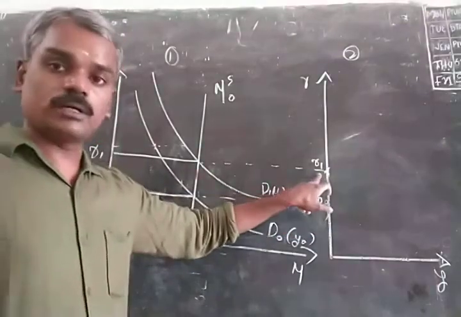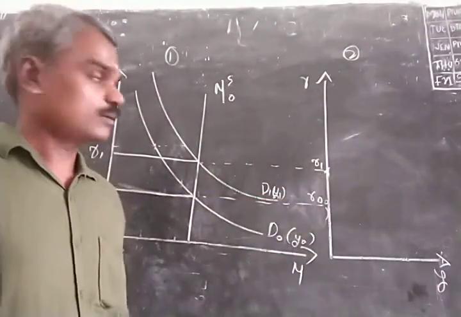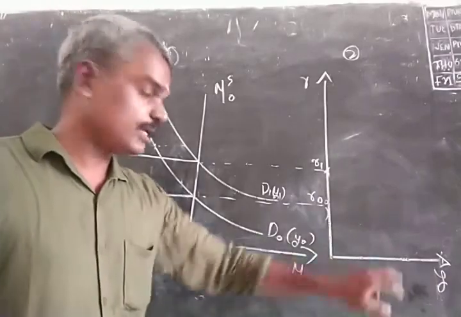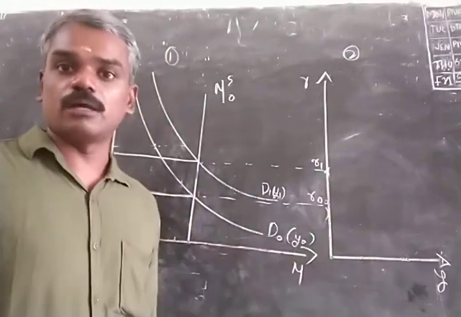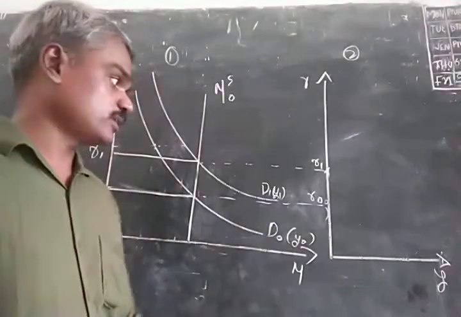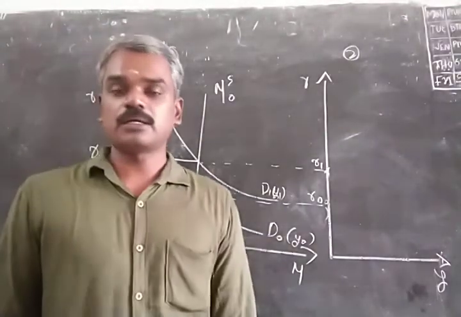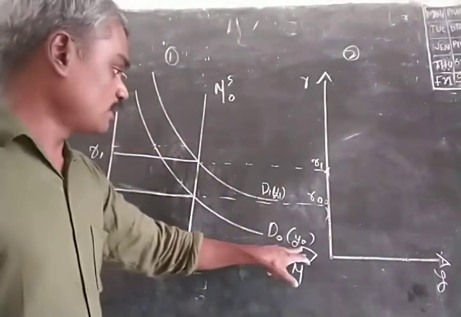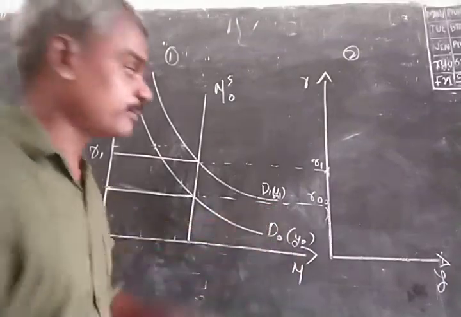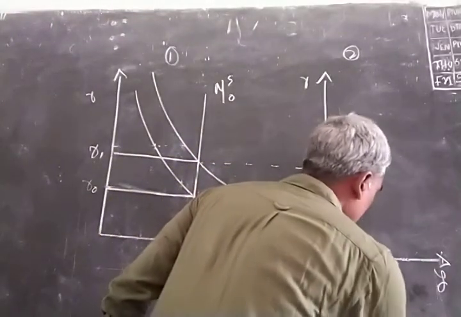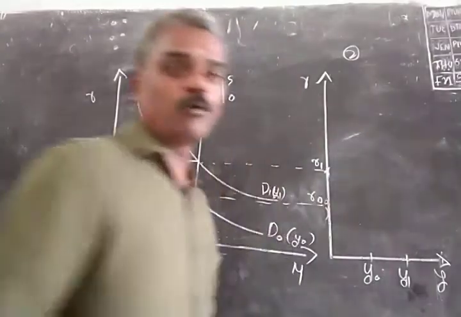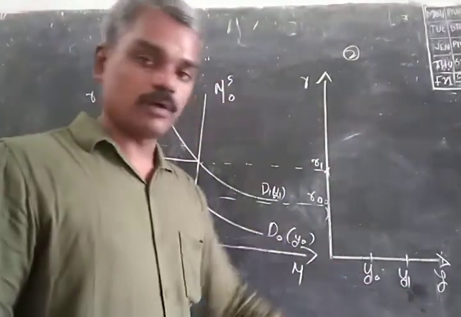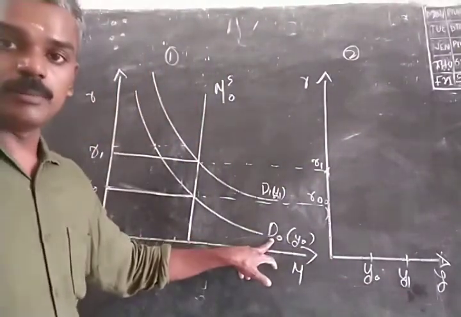We plot R0 and R1 into a separate diagram and we get two values. Now on the x-axis we are measuring the level of income. What are the levels of income that are available to us? We have two levels of income, Y0 and Y1. We plot Y0 here and a higher level of income Y1 here. It is taken from these demand for money curves.